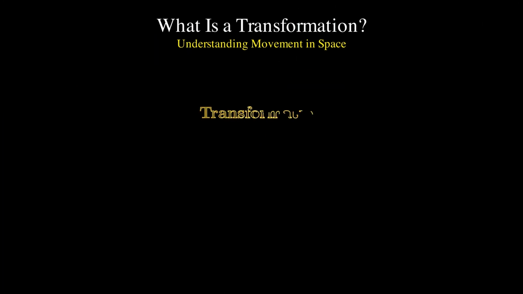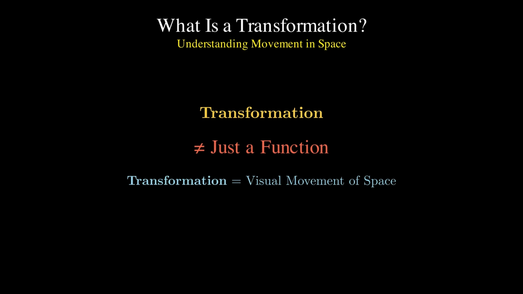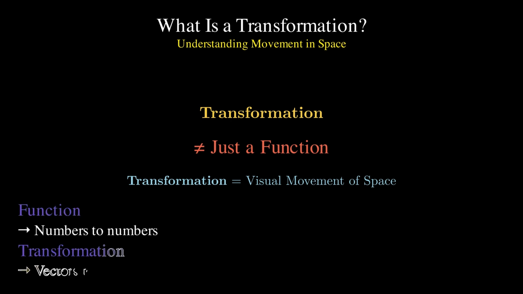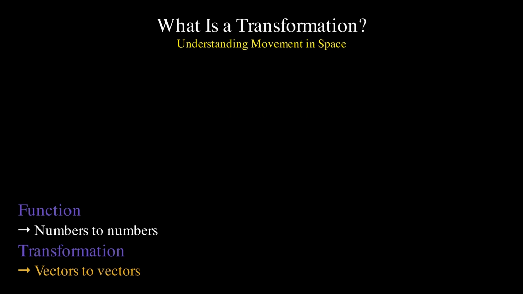So why use the word transformation instead of just calling it a function? Because transformation captures something deeper. It hints at a visual movement in space. It's not just input-output, it's space itself being reshaped. Because while a regular function maps numbers to numbers, a transformation maps vectors to vectors. But transformations aren't just about what happens to one vector.